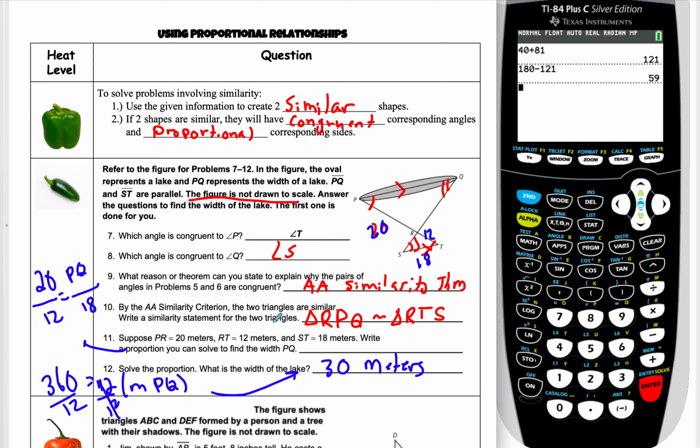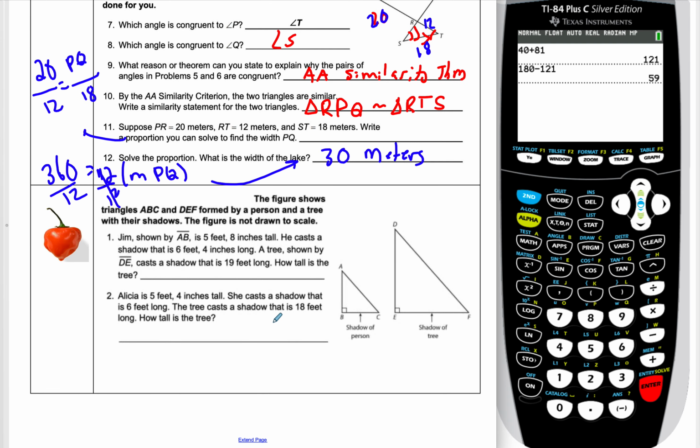So I'm going to go ahead and try one more little one real quick. The figure here is triangles ABC and DEF show a person and a tree with their shadows. Again, the figures are not drawn to scale. Generally, you are not half as tall as a tree. If you are, I want to know. It must be a baby tree or something. So Jim, shown by AB, is 5 feet 8 inches tall. He casts a shadow that is 6 feet 4 inches long. A tree shown by DE casts a shadow that is 19 feet long. How tall is the tree?